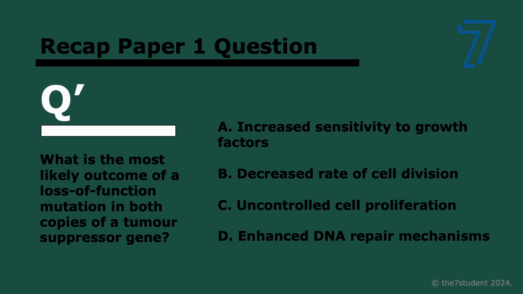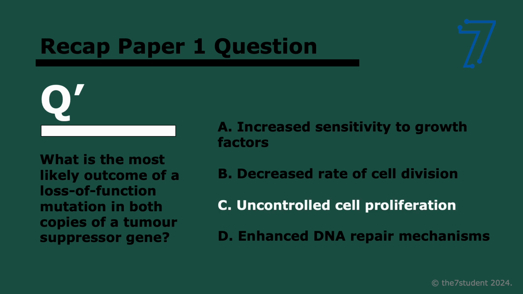Okay, some questions. So first one, what is the most likely outcome of a loss of function mutation in both copies of a tumor suppressor gene? Okay, 3, 2, and 1. C, okay? Remember, the tumor suppressor gene stops cell division. If we lose its function, right, if that's the mutation, it's a loss of function in both copies of the gene, we don't have any tumor suppressor gene, meaning we're going to get uncontrolled cell proliferation.